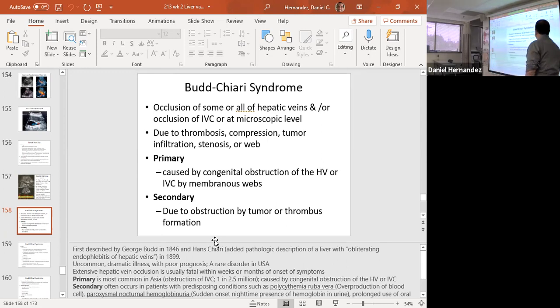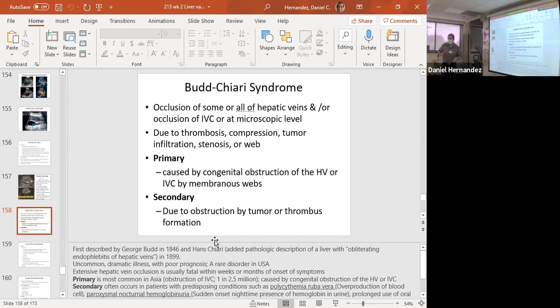Budd-Chiari syndrome is going to be when we have occlusion or thrombosis of all the hepatic veins and/or occlusion of the IVC at the microscopic level. This occlusion is due to thrombosis, but could also potentially be due to compression, tumor infiltration or stenosis. So it's occlusion of our hepatic veins. So this is blood flow draining out of the liver. So Budd-Chiari is a drainage issue.